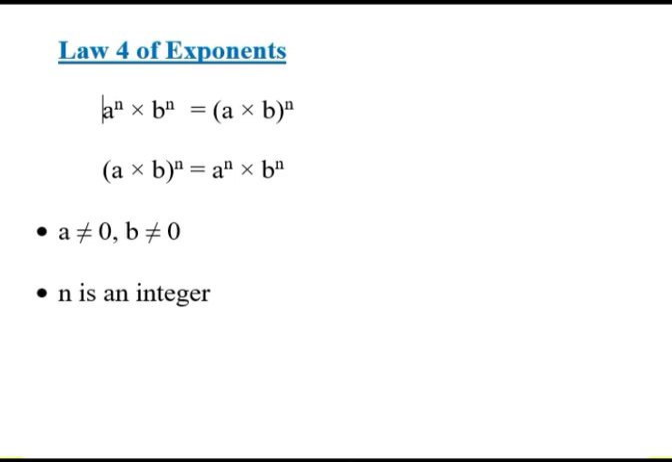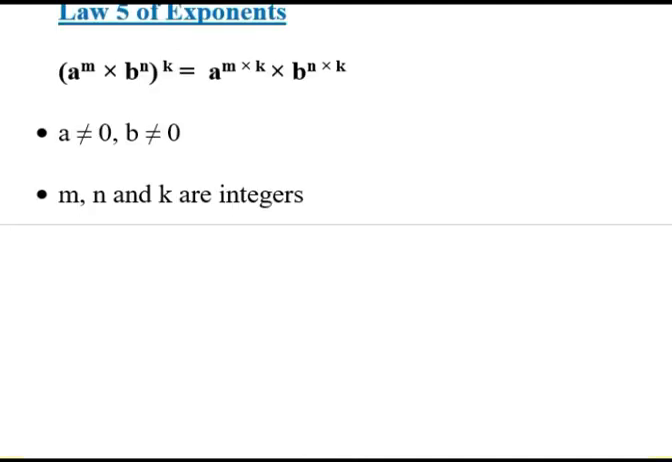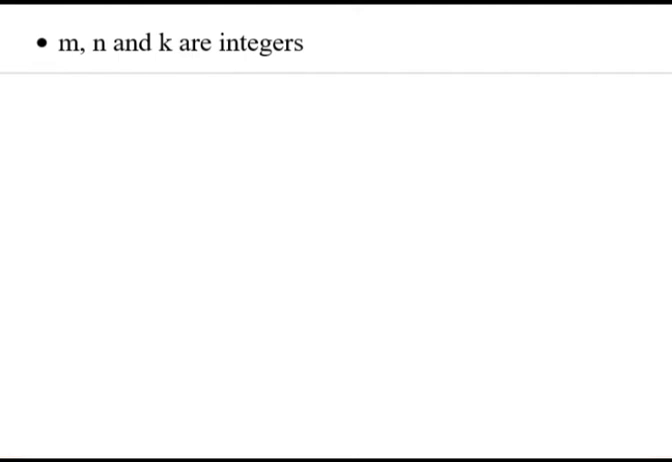So law of exponents states that if a is not equal to 0, b is not equal to 0, n is an integer, then a to the power of n times b to the power of n equals a times b into the power of n. But this is also the same as a times b into the power of n, the same as a to the power of n times b to the power of n. So let's move on. We see how this can be changed into law 5 of exponents. In this also, a is not equal to 0, b is not equal to 0, whereas m, n, and k are integers. So let's apply these two laws in these following examples.